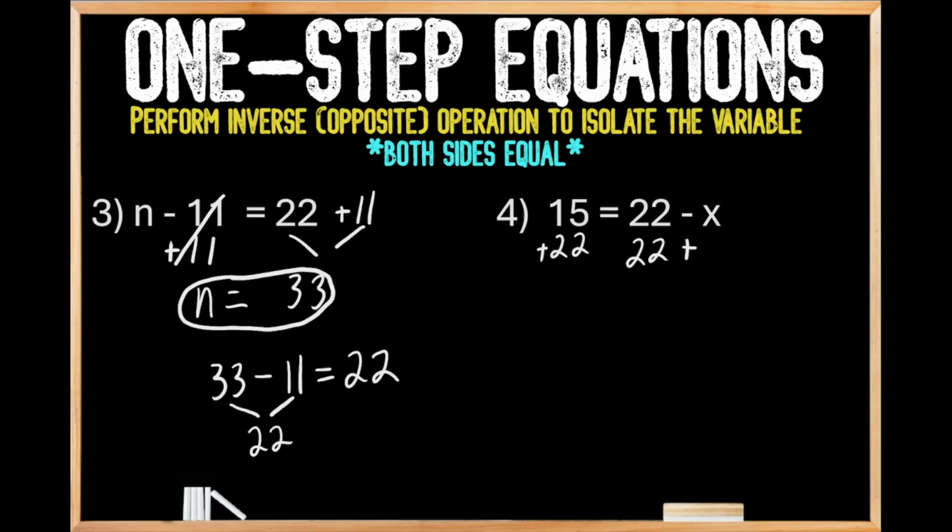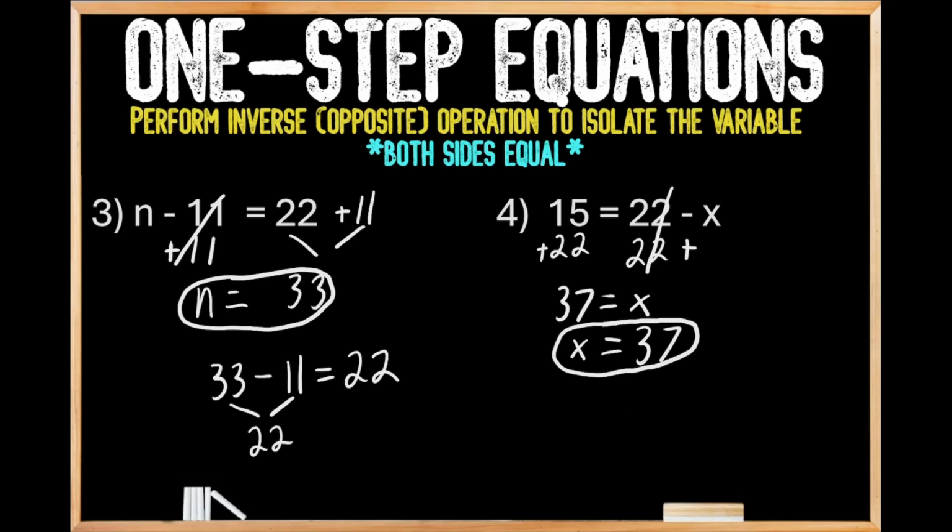Well, our subtracting 22 and adding 22 on our right-hand side cancel each other out. So now our x is isolated. And then when we add 22 onto 15, we get 37. And we're going to flip these around here so that our variable comes first. So x is equal to 37.